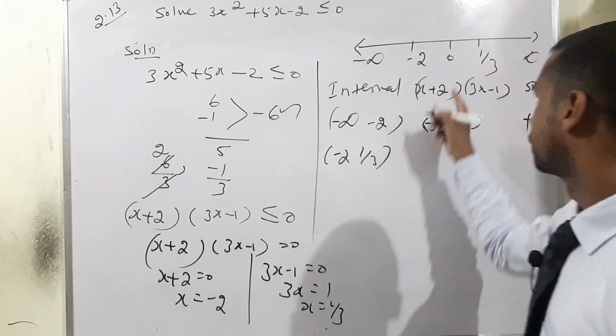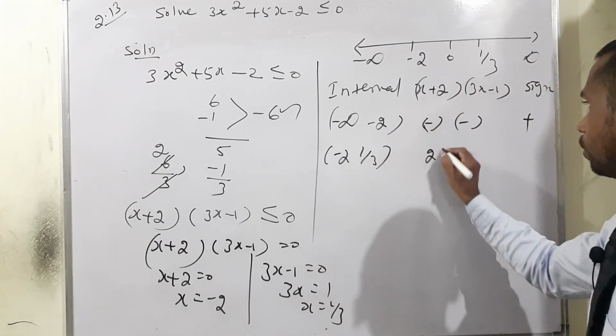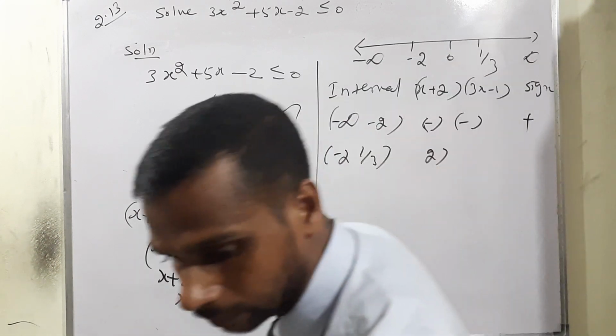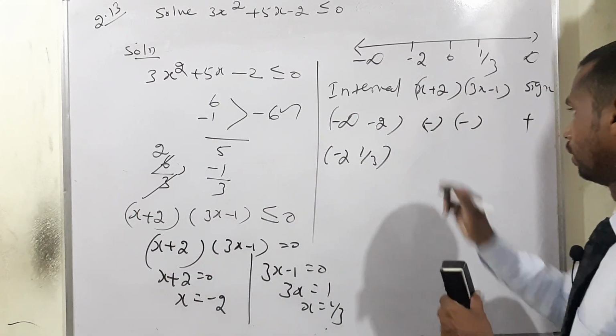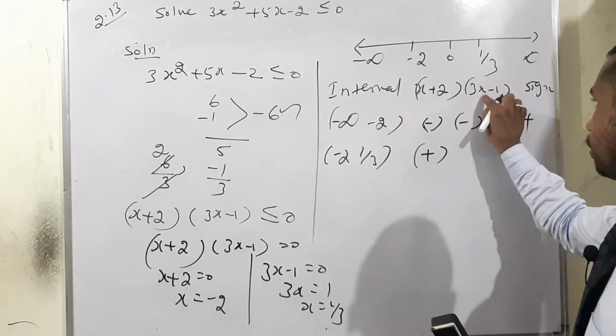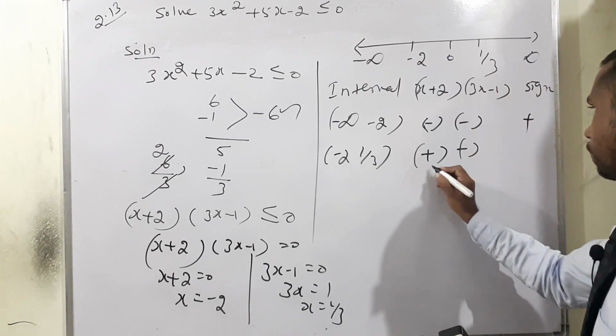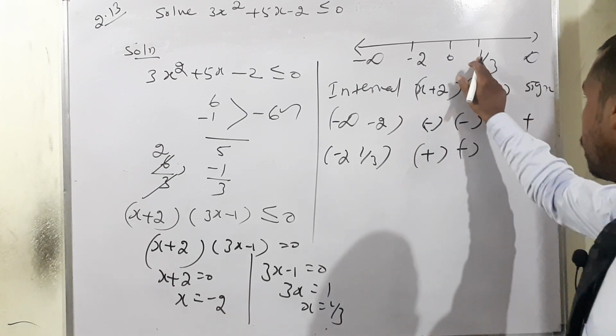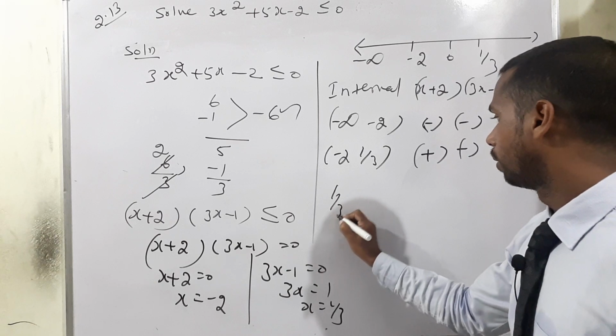positive 1 by 3. 0 we can take now. 0 plus 2, plus sign. 3 into 0, 0. 0 minus 1, minus. Plus into minus, minus. Last interval, 1 by 3 to infinity.